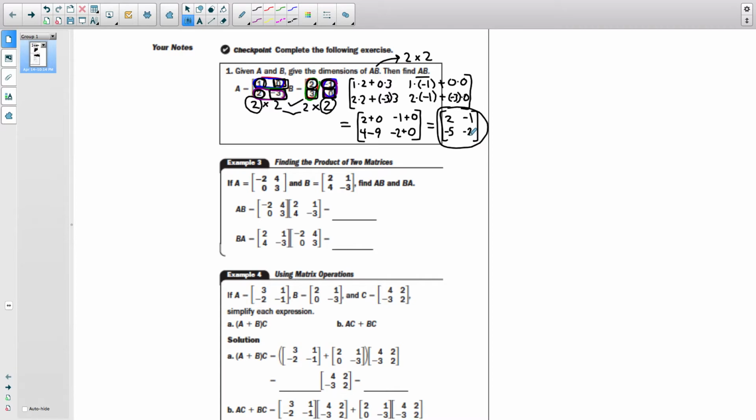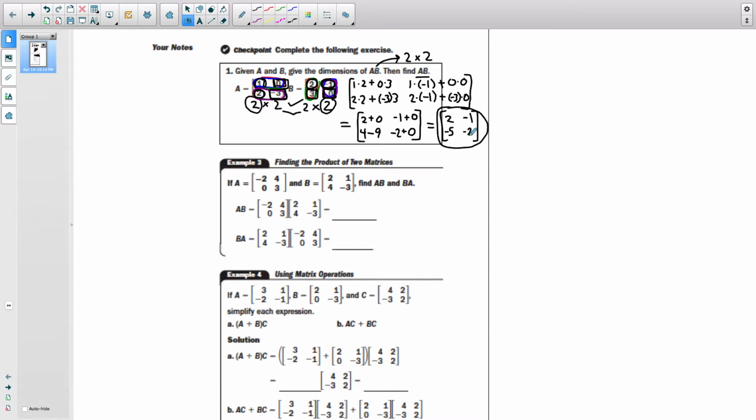All right, so example 3 is still multiplying matrices. Only thing is they are multiplying it forwards and backwards. And something interesting happens. Usually if you multiply 2 numbers, multiplication is commutative. So that means if I multiply 2 times 3, I should get the same thing if I multiply 3 first times 2. However, matrix multiplication is not that way.